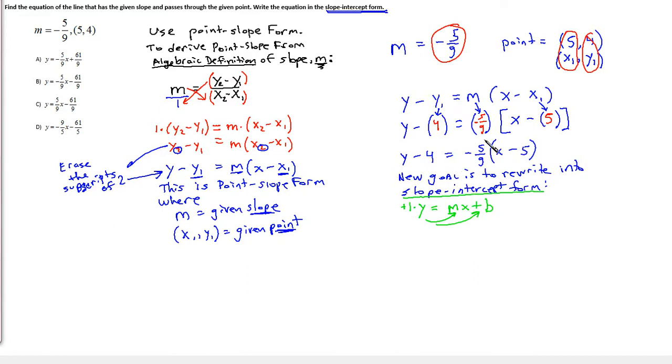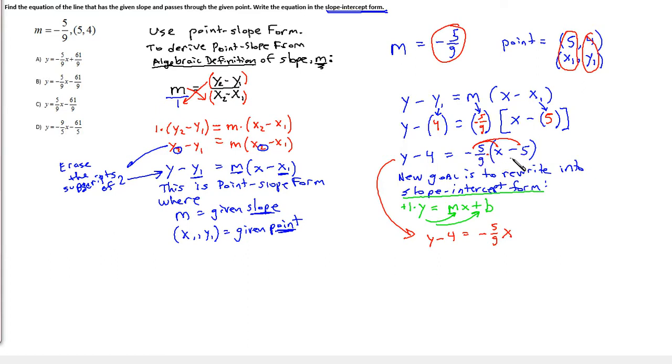So what are we going to have to do to this equation? Well, one thing I would probably do, to start converting it closer and closer to slope-intercept form, is I would probably take the fraction and distribute it and see what we get. Okay, so I'm going to go ahead and take this equation, y minus 4 equals, okay, here comes this distribution, negative 5/9 times x. We get negative 5/9 x.